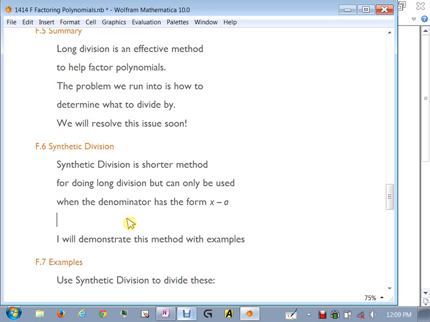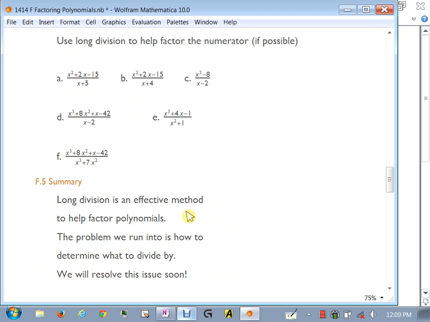Now, I heard someone say synthetic division when I put that problem up to begin with. Here's the thing with synthetic division, though. It's limited. You can only use it when your denominator is a linear expression x minus a. It can be x minus 4, it can be x plus 3, it can be x plus 1. It just has to be linear. Then synthetic division works. So synthetic division would not have worked for f. Synthetic division would not have worked for e. Got it? But it will work for A, B, C, and D.